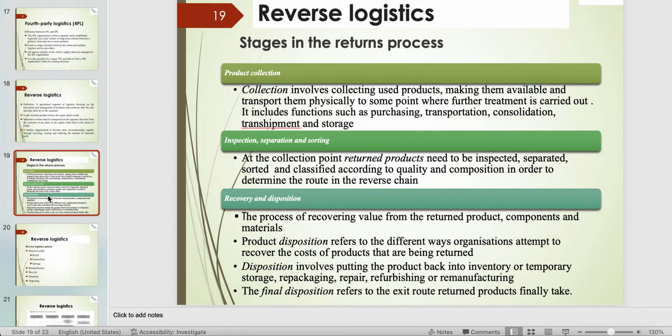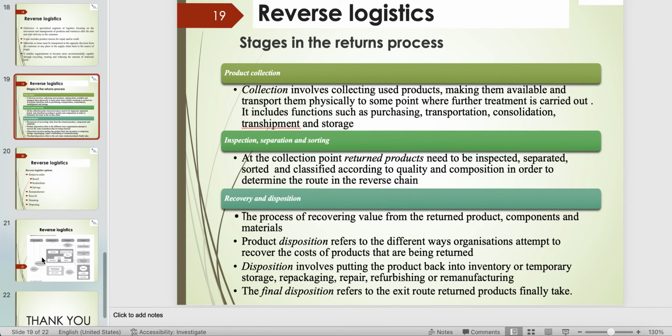Can we sell certain parts of the product as a company and earn something out of it? Then disposition is obviously where it involves putting the product back into inventory or into a temporary storage where it can be repacked or refurbished, or it can be remanufactured and given its original shape back again. Okay, if none of them work, then the final disposition stage is where it's exited and can never be reused in any form.